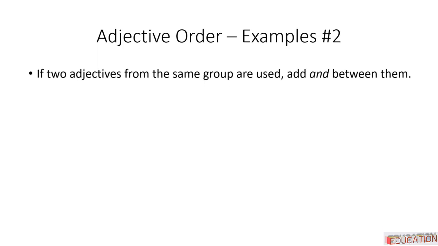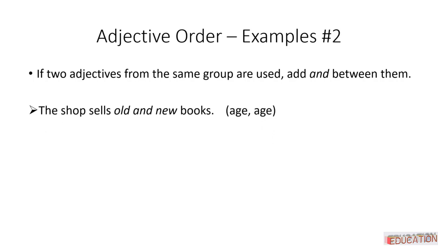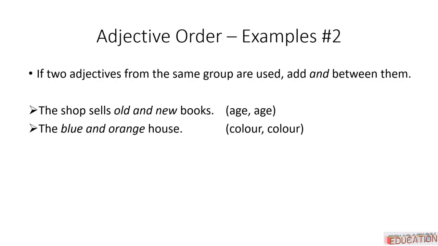Now, if we have 2 adjectives from the same group, we actually put an and between them. So we'll see what we mean here. The shop sells old and new books. So we have 2 from the age category, and we put an and in between. Or the blue and orange house. So we have 2 from the color category.